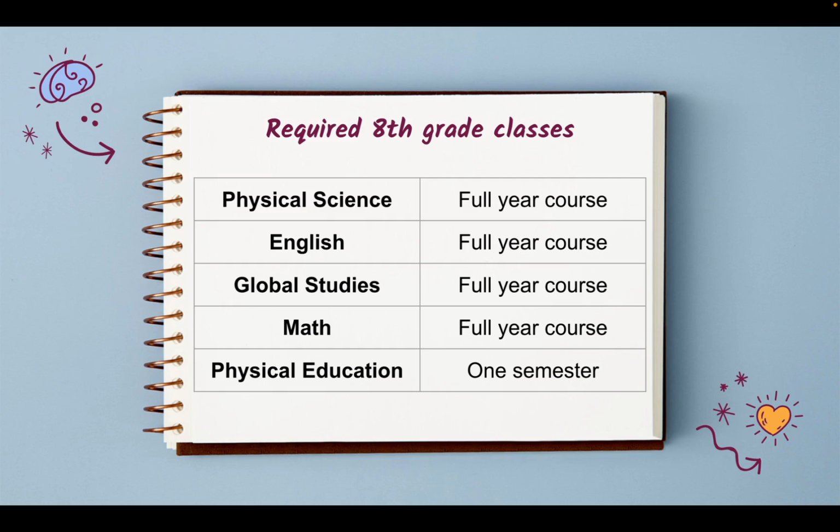You'll have English. You will also have global studies, where you will explore the different cultural regions of the world, and you will continue with your math track. You will have physical education for the equivalent of 1 semester. You'll notice you no longer will have 4 gateway classes, so that will open up some room in your schedule for more electives.